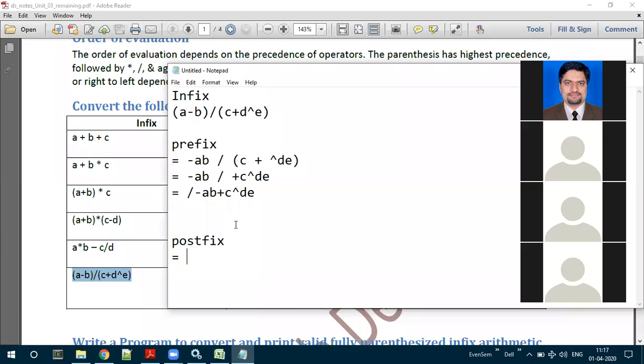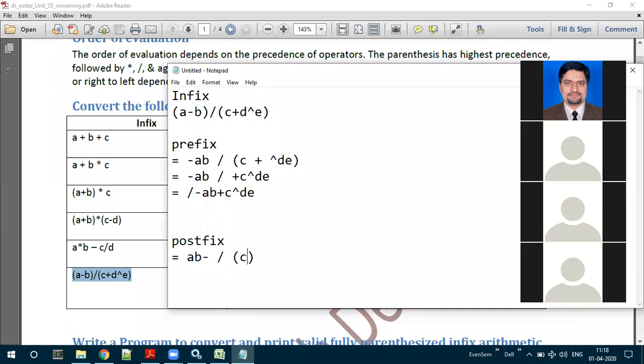Swati: AB minus. First is AB minus. We have to first solve A minus B to postfix format. That is correct. So the first step is AB minus. Next: division. Correct. And next, within the bracket, two operators are there. Which one has to be operated first? Power. Very good, first the power operator we have to do.